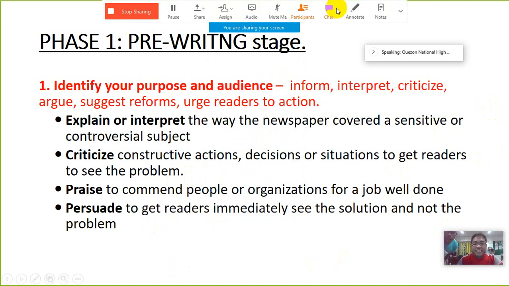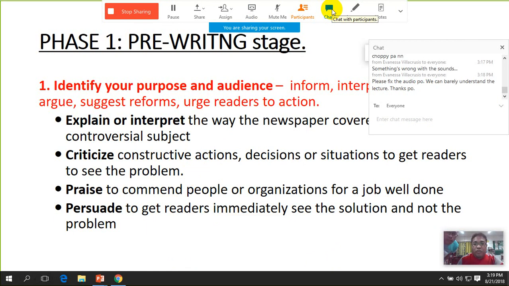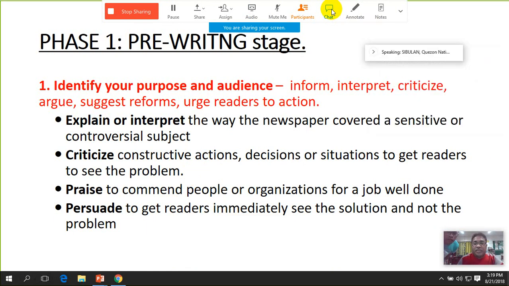So that is the essence of editorial of interpretation. So our focus is to highlight the impact and the relevance of a certain issue to the lives of the people in our community and the people in our school or the people of the country as a whole.